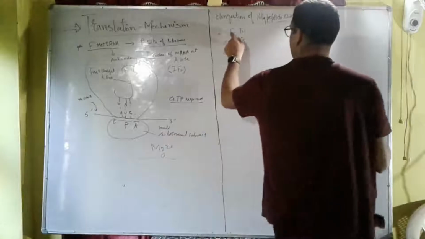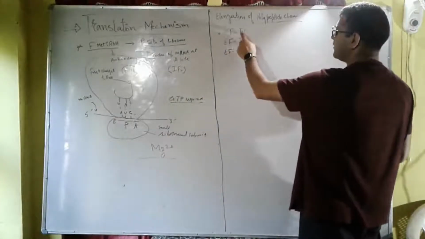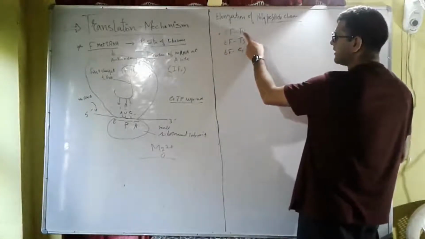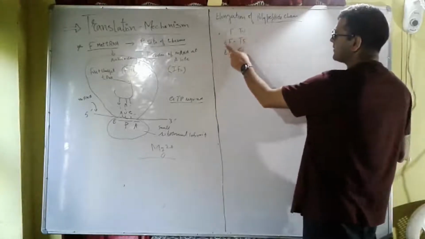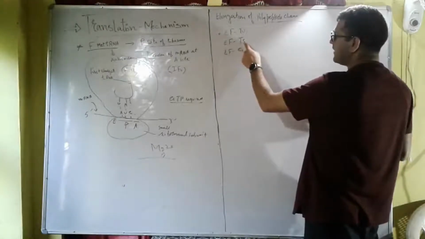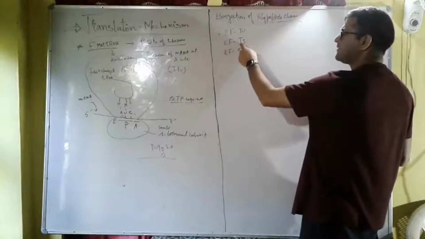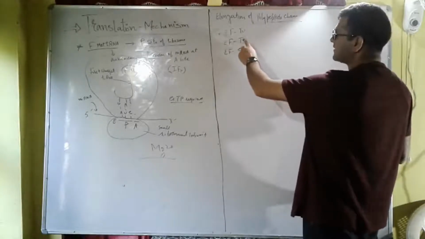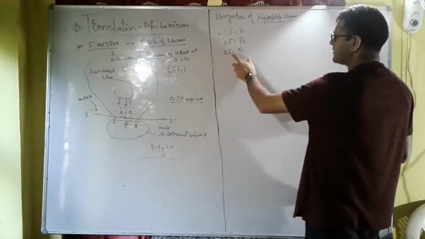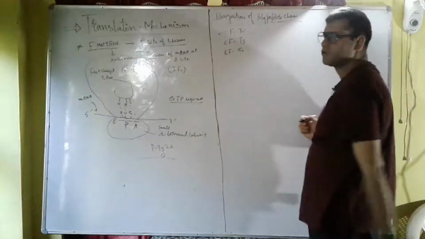EF means elongation factor. In elongation factor TU, U means unstable at high temperature. Same is the case with elongation factor TS: S means stable and T means temperature, so this factor is stable at high temperature. And in elongation factor G, G refers to the G protein.